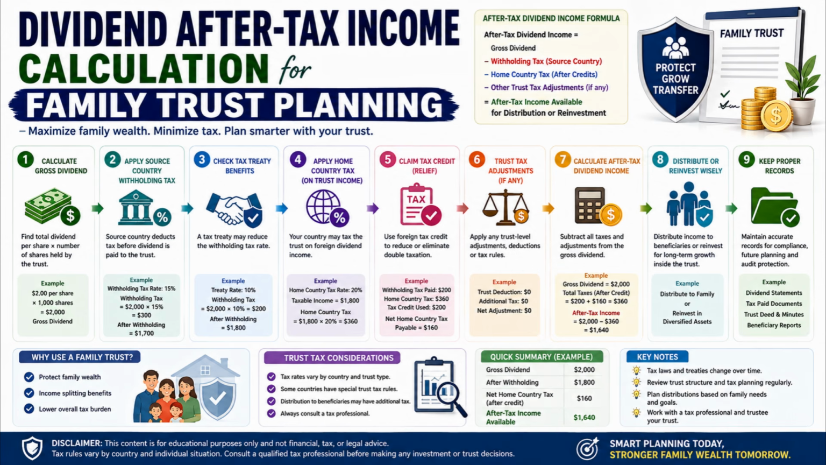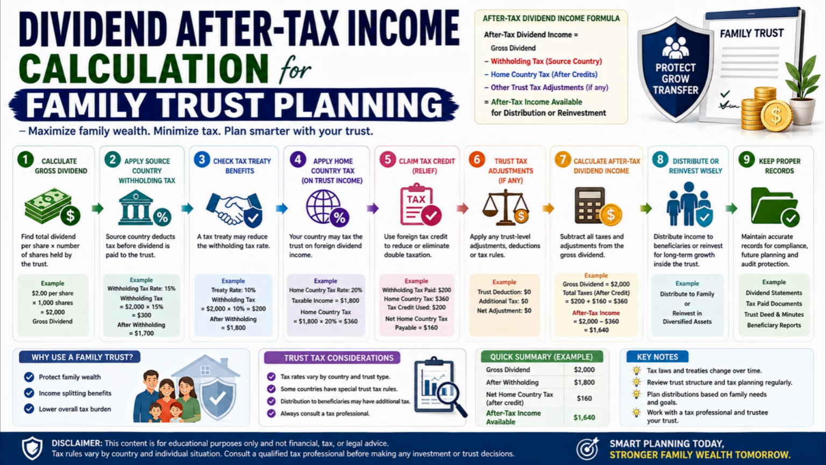Then, you should apply home country tax rules on trust income. Even after source country withholding tax, the home country may still tax the foreign dividend income held inside the trust. For example, if the taxable income after treaty withholding is $1,800 and the home country tax rate is 20%, the home country tax may be $360 before applying any foreign tax credit.